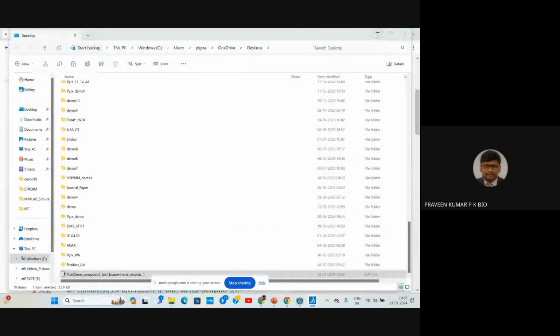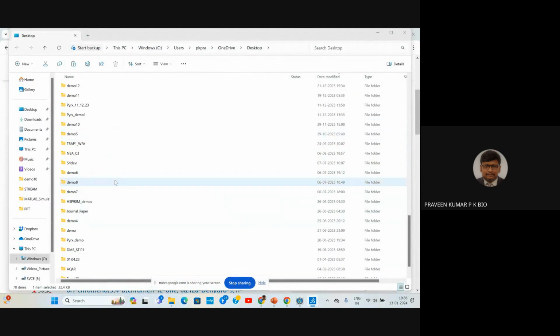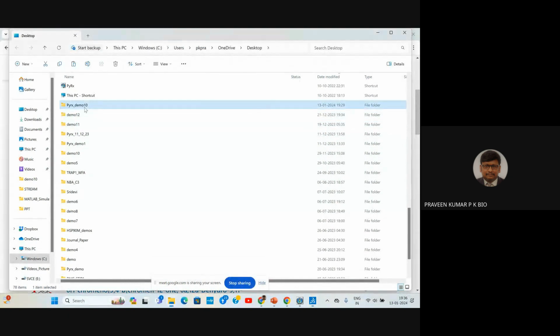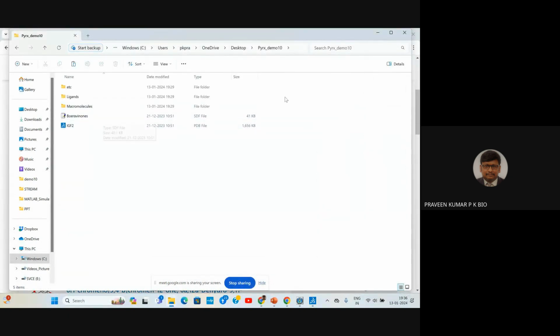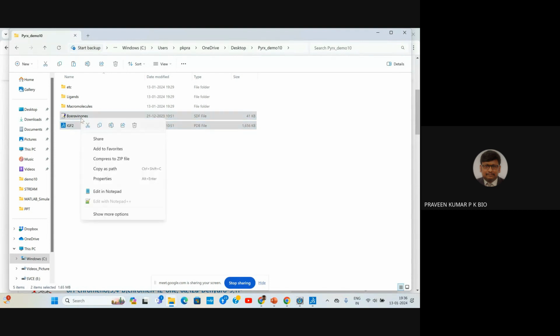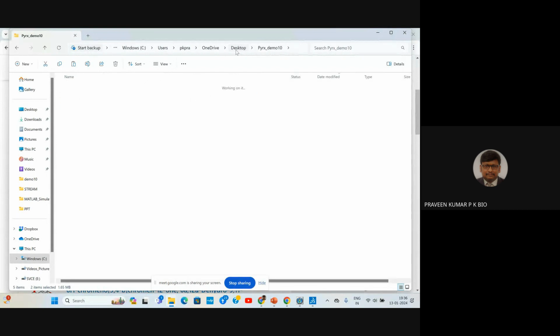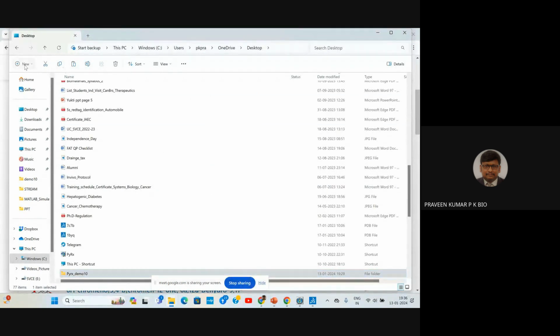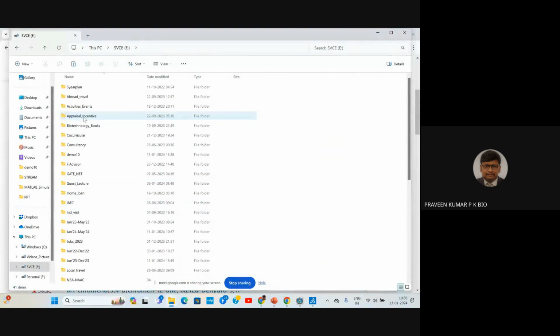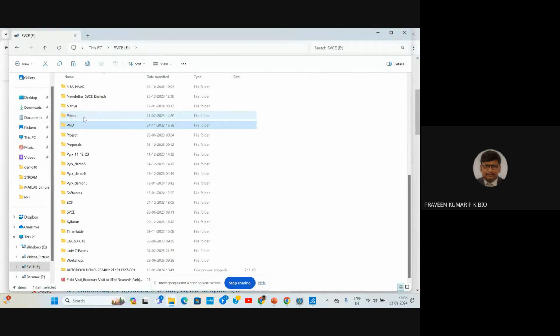Actually, I've already downloaded all these things in a folder called Pyrex Demo 10. It's already there. Do one thing: I take these two, a plant compound and a receptor, and I'm going to create one new folder called Pyrex Demo 11. It's on the desktop, isn't it? So instead of the desktop, better go for E drive or F drive, whatever you have. I check whether I have Pyrex Demo 10. Yes, I have Pyrex Demo 10.